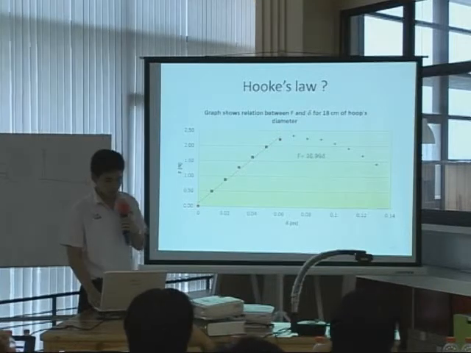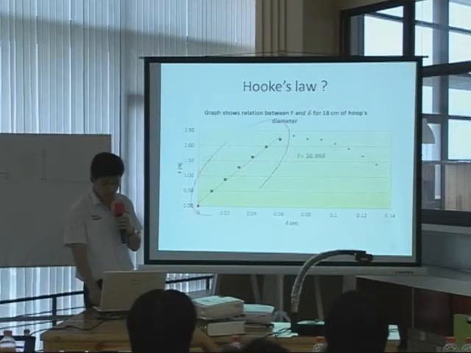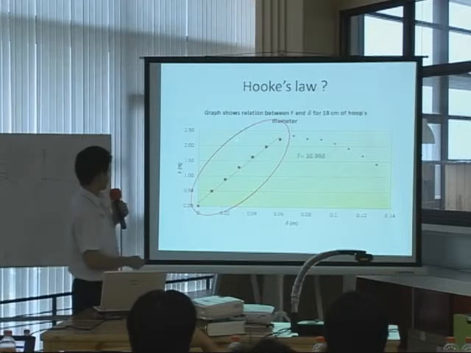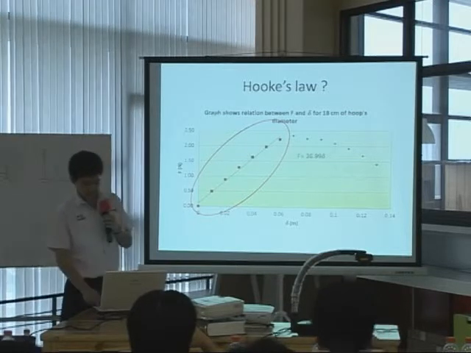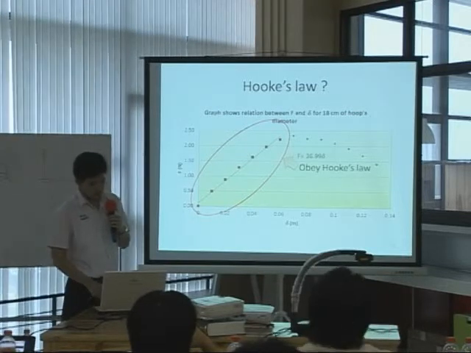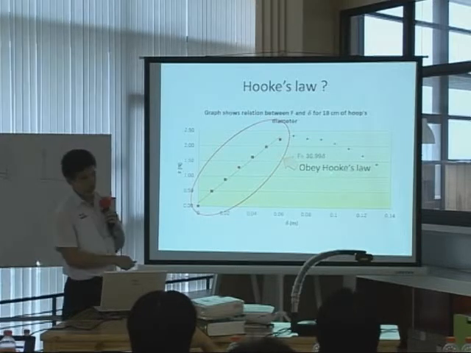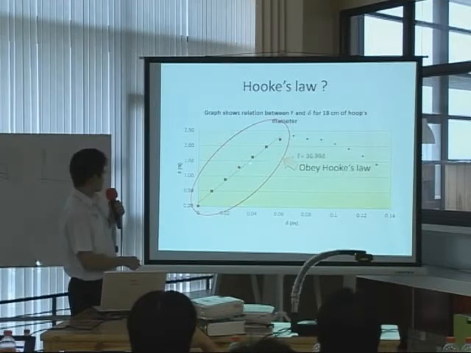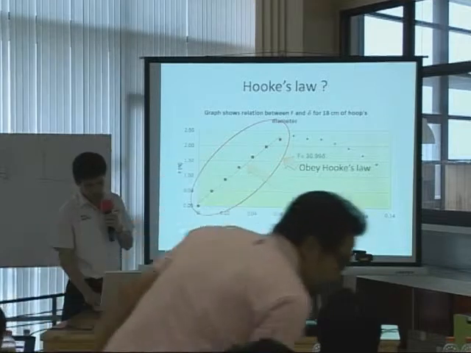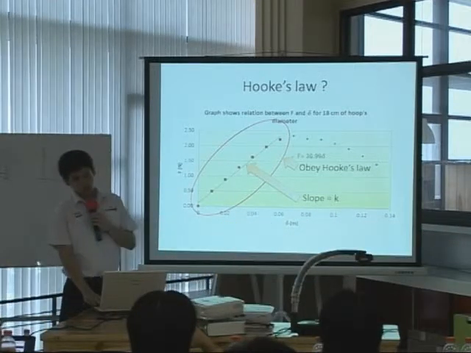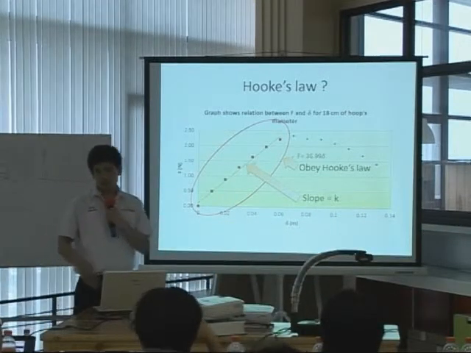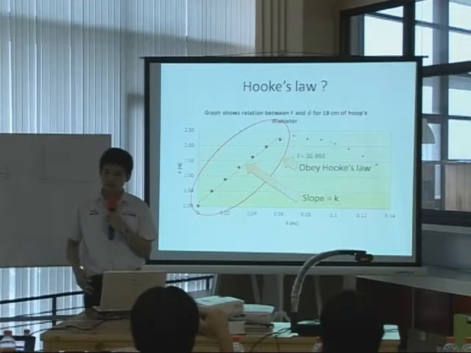The graph shows that the red line obeys Hooke's law, and the slope of this line is the spring constant, which in my experiment I will call the hoop constant.